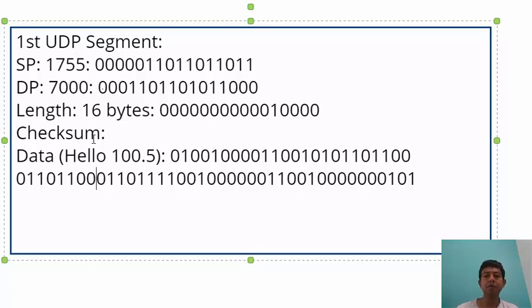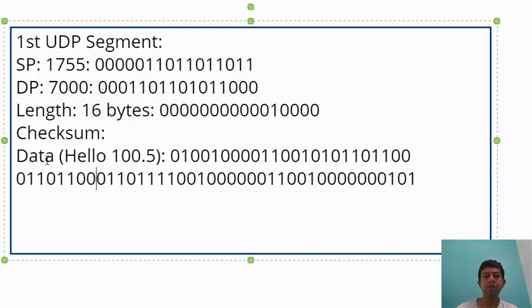The checksum you have to actually calculate. Calculation of checksum was discussed extensively in the previous lecture. Remember, to calculate the checksum, you have to also use the source IP address and the destination IP address. So please refer to the previous lecture and calculate this checksum yourself. This is a part of your homework.